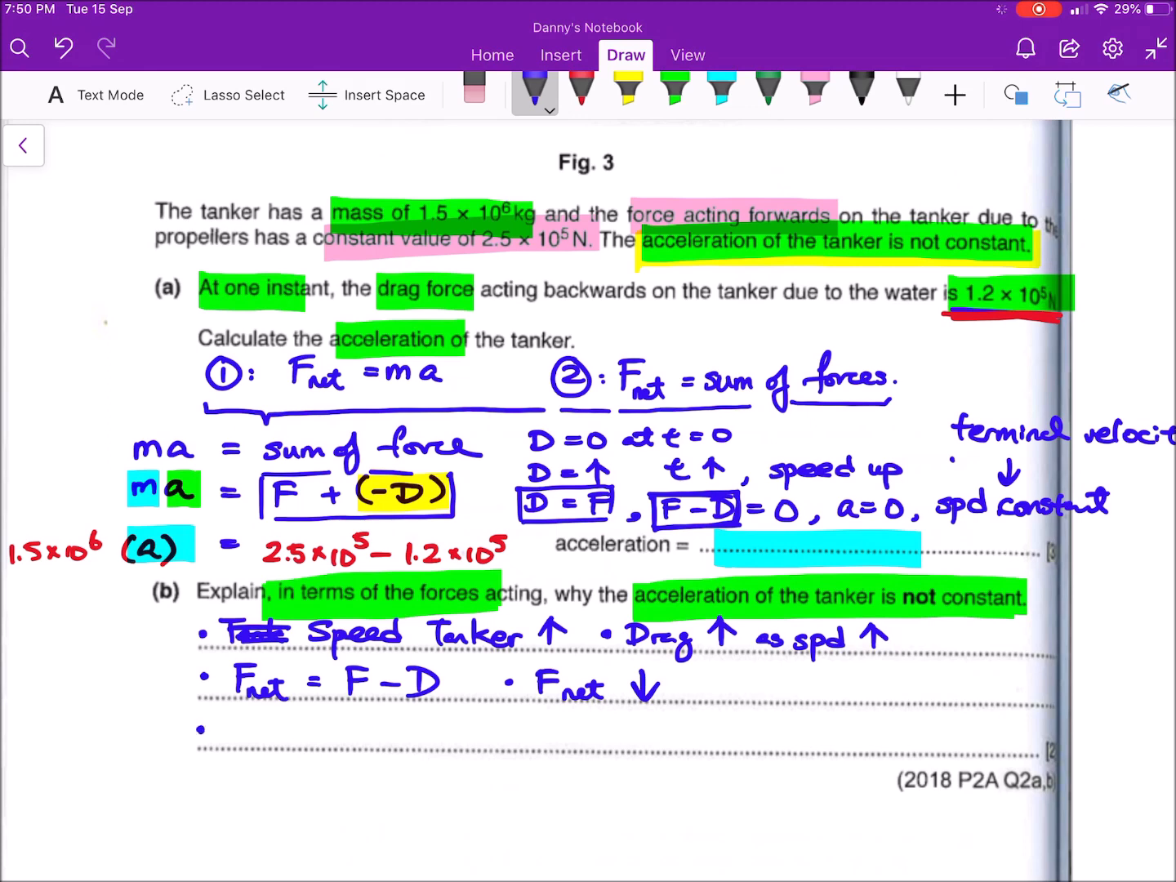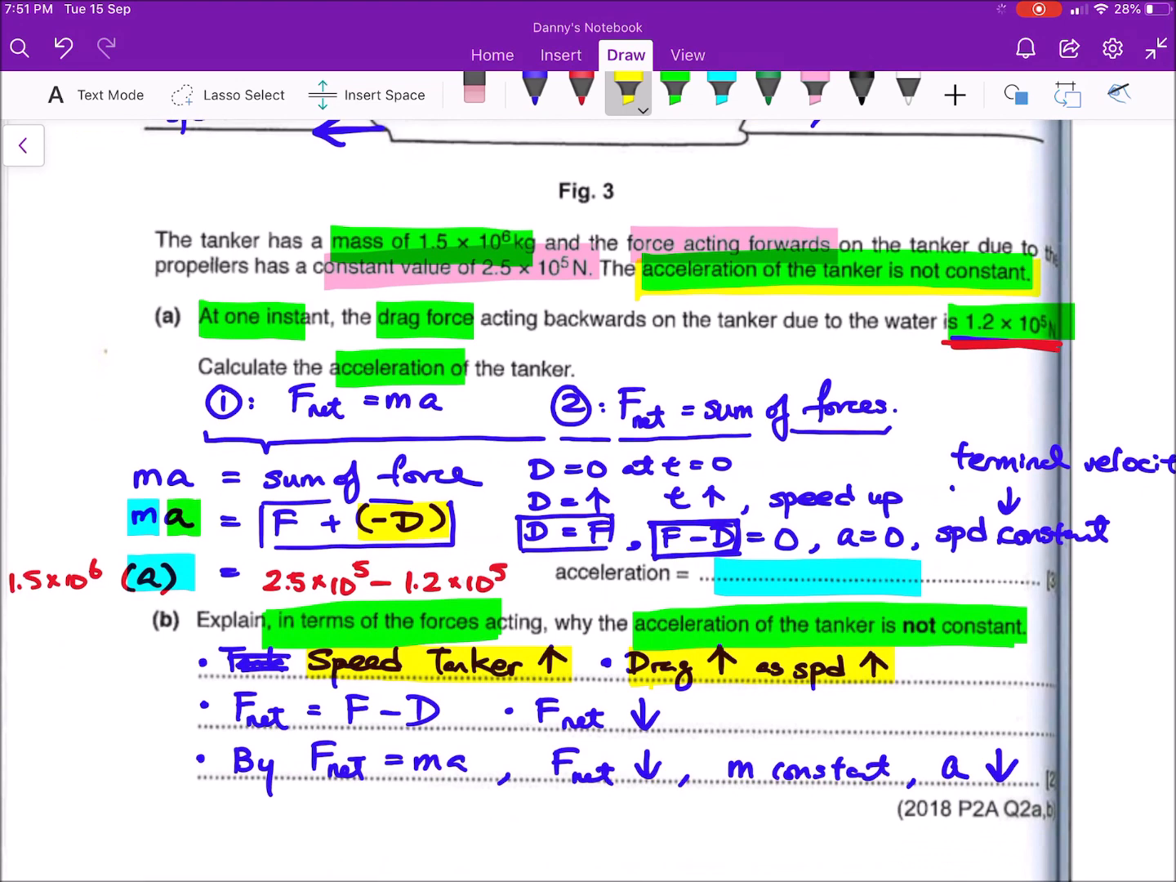And then show the examiner that you know the governing law, which is Newton's second law, F net equals ma. Since your F net is dropping, m is constant, you can easily conclude that your acceleration must be dropping. Simple as that. So you can see that the skills in answering structured questions are always repeating. First, you describe what is happening in the context, and how this will affect your drag force. This piece of information, drag force increases as speed increases, is not in the question's context. It comes from your content knowledge.